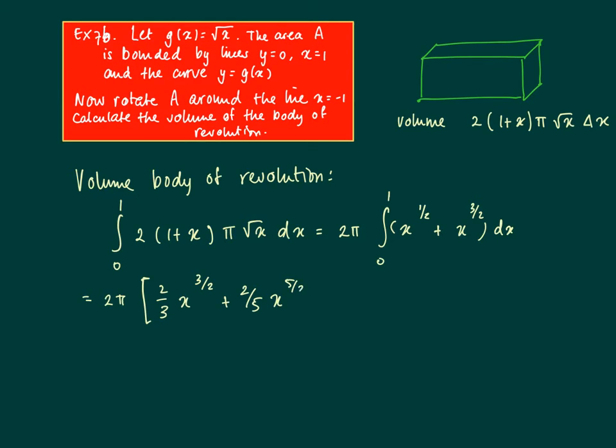We may calculate the primitives of these functions, and an easy calculation shows that we end up with 2 pi times, in brackets, 2/3 plus 2/5, which makes 32/15 pi.